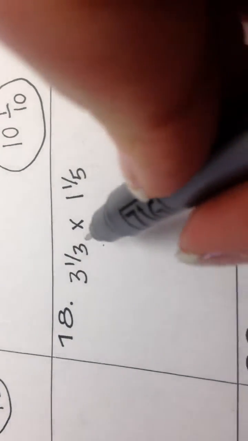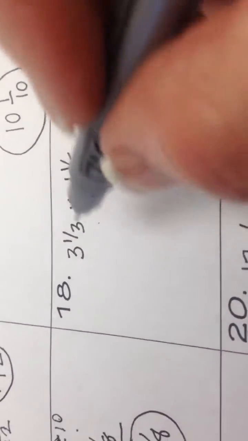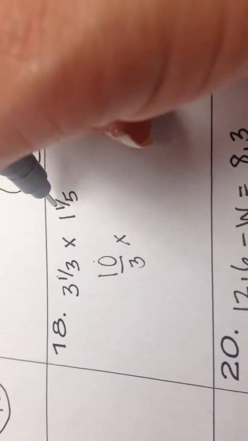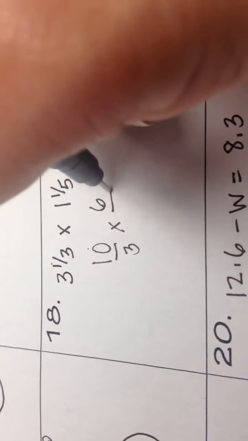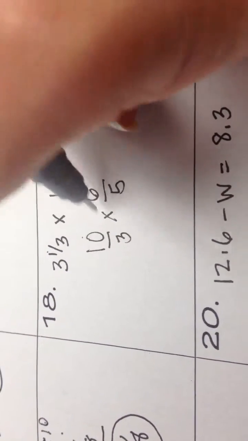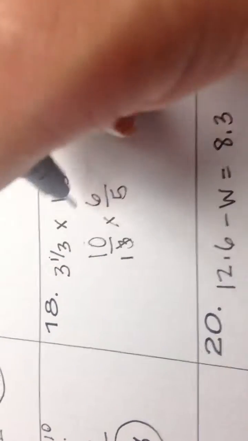Multiplication, my favorite. When you're multiplying mixed numbers, make them improper first. So 3 times 3 is 9, plus 1, don't forget that part, is 10. So I have 10 over 3 times 5 times 1 is 5, plus 1 is 6 over 5. Now, don't just multiply, cross cancel first. Can 3 go into 6? Yep. So this turns into a 1.